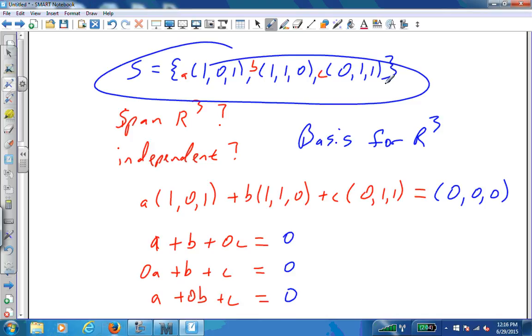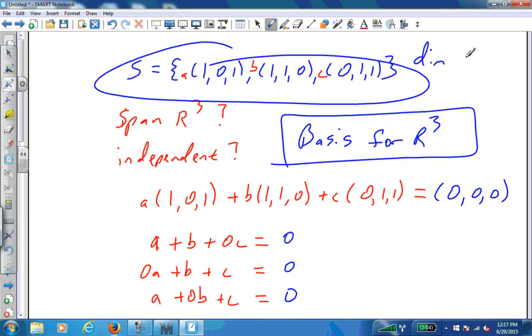So that's the minimum number and the maximum number required using those particular vectors to span R3. So that's our basis. So our dimension, don't forget, is 3. 1, 2, 3 vectors is what's required to span our particular vector space, R3.